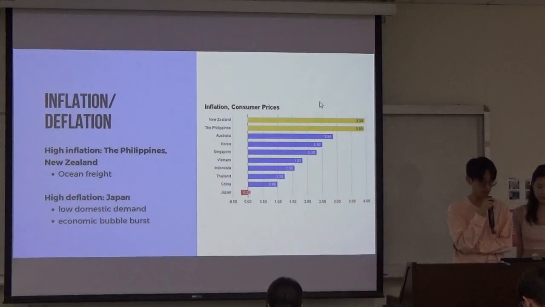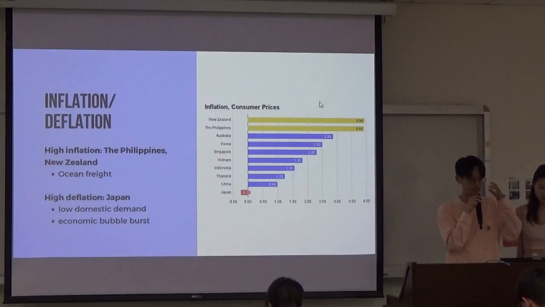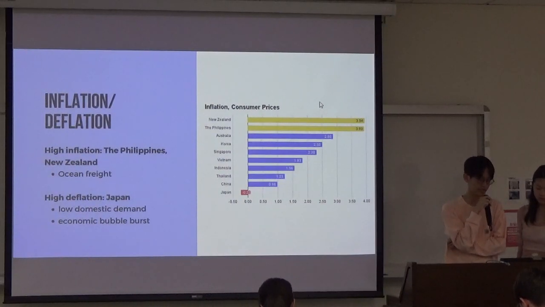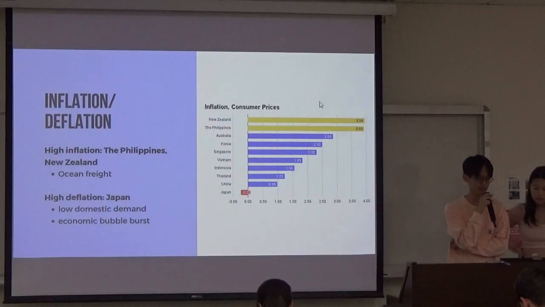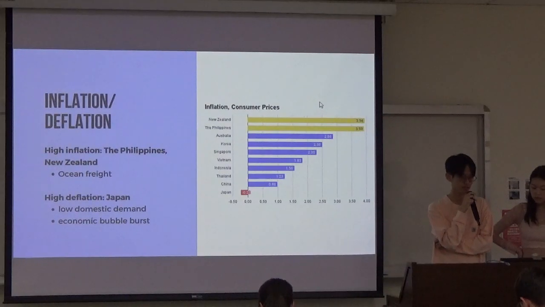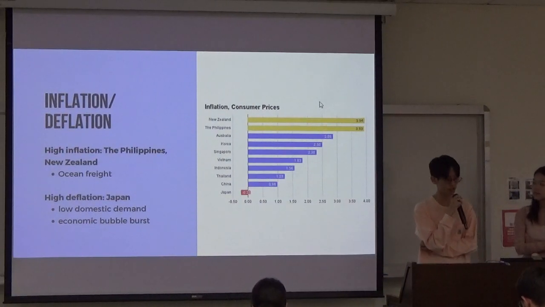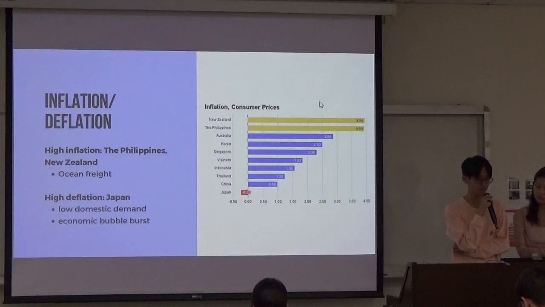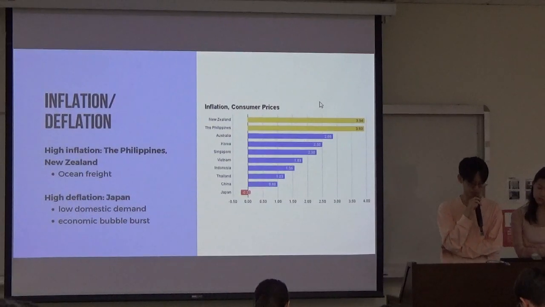And next, let's talk about inflation and deflation. The Philippines and New Zealand are in high inflation. The reason is that in 2021, ocean freight stayed high, and these 2 countries are highly dependent on imports. So their CPI is higher than others. As for Japan, Japan is still struggling with the impact of the economic bubble burst, and its domestic demand is quite low too.